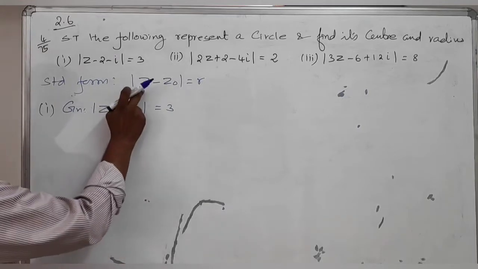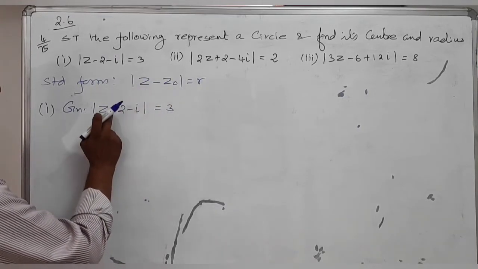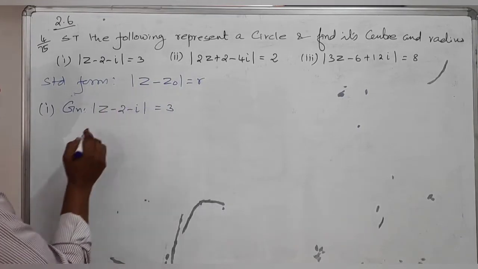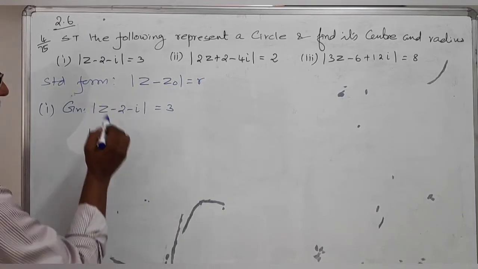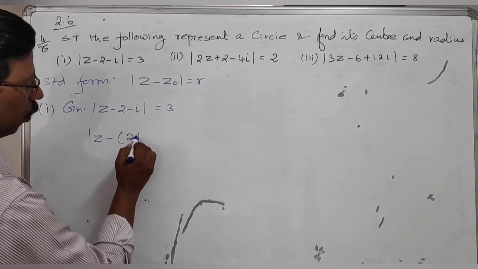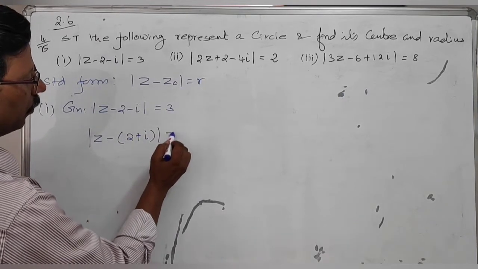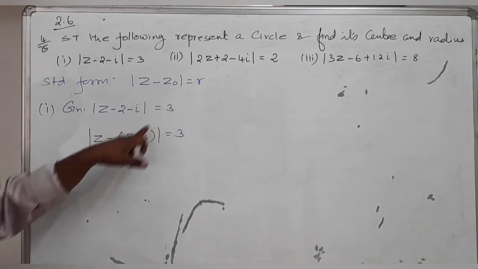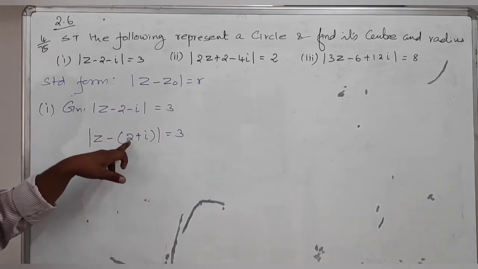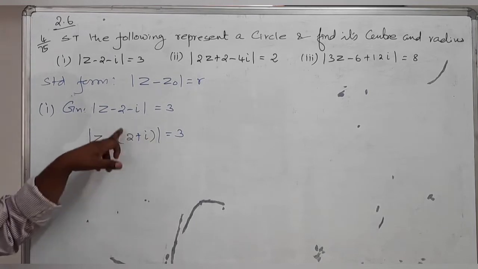Now Z is there, okay, no problem, but minus of this one is minus here, but these two things you have to write like this: Z minus of, the minus sign can be taken outside, then you can write 2 plus I, which is equal to 3. Now this is of this form, Z minus Z0 is equal to 3.